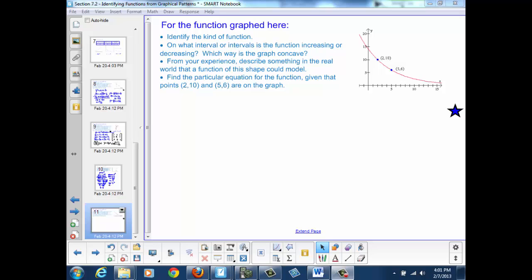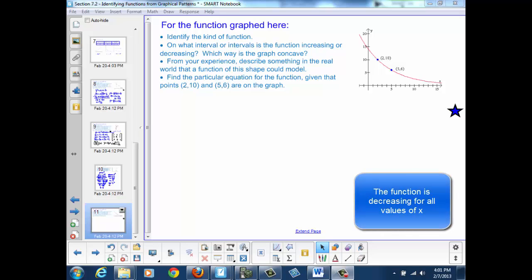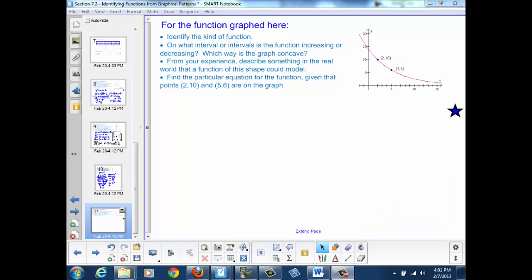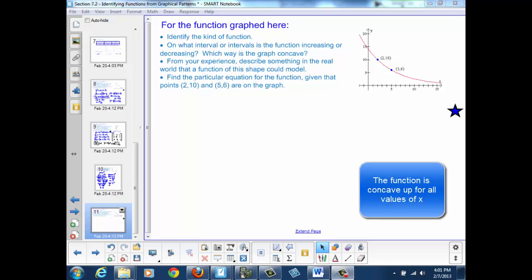On what interval or intervals is the function increasing or decreasing? Well, this graph is decreasing across its domain, which is all real numbers. In which way is the graph concave? This graph is concave up.